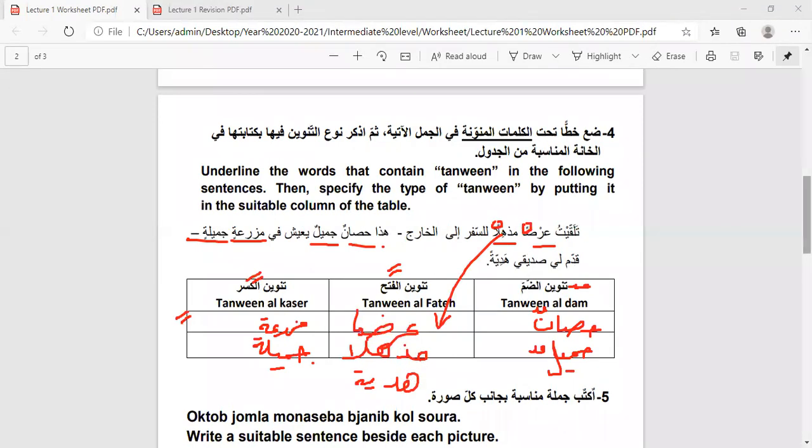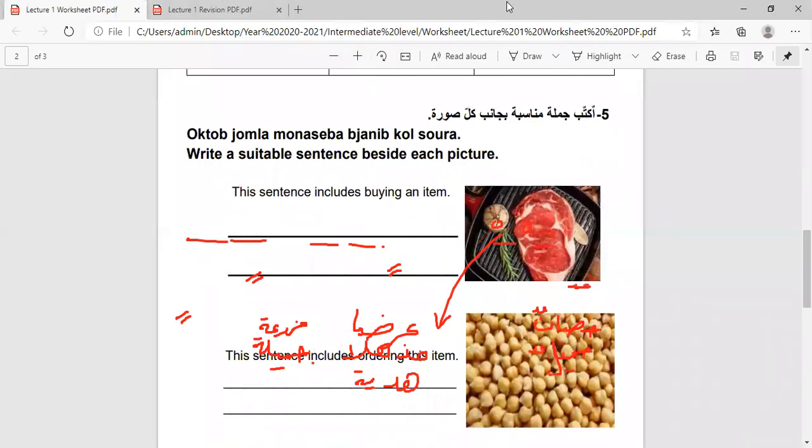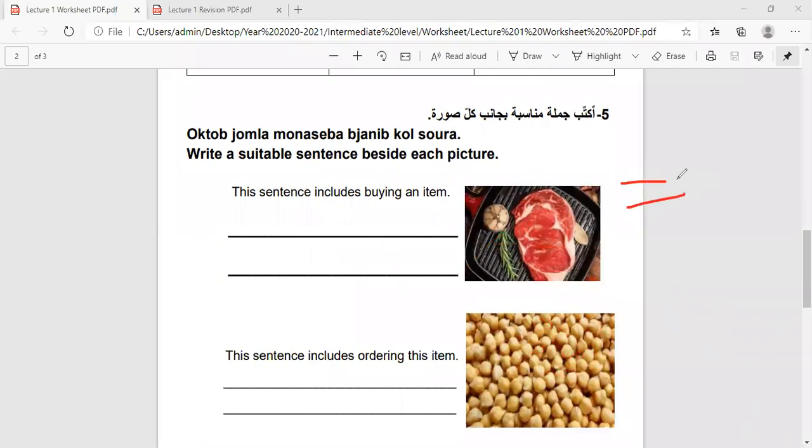Let's go now to this question. Please pay attention to this question. It's very, very important. You may find it tomorrow in the online quiz that you have to choose several choices, check boxes. What's this? This is a meat. But what type of meat is this? If we say meat, it's lahm, okay? If we say grilled meat, لحم مشوي.